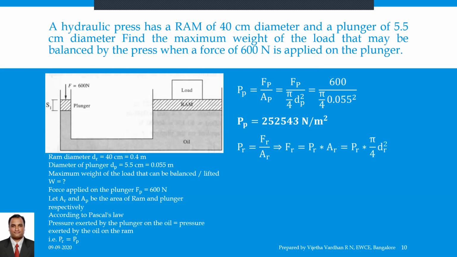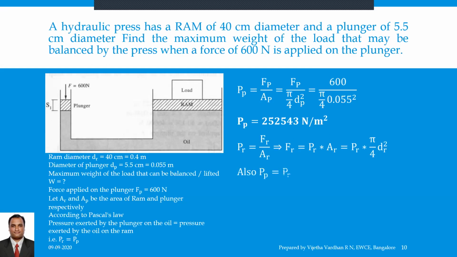In the same fashion, the pressure acting on the ram must be calculated by the force generated on the ram with respect to the area of the ram. But we don't know the force which is going to act on the ram. That is what we need to understand. Hence, we can calculate the force by multiplying the pressure and the area of the ram, which is also a circular cross section, hence pi by 4 dr square.